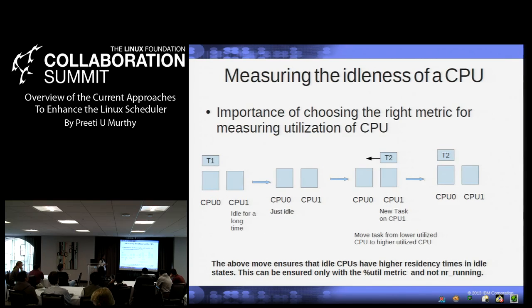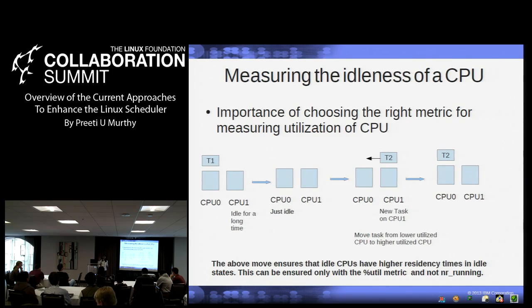So in this case, if I were to use NR running, what the power aware scheduler would do is just leave it on CPU 1. Ideally this would happen, but if it were to use percentage utilization, CPU 0 just got idle, so it had 100% utilization. That begins to decline. Maybe let's say when it comes to the third scenario, it's around 97%.